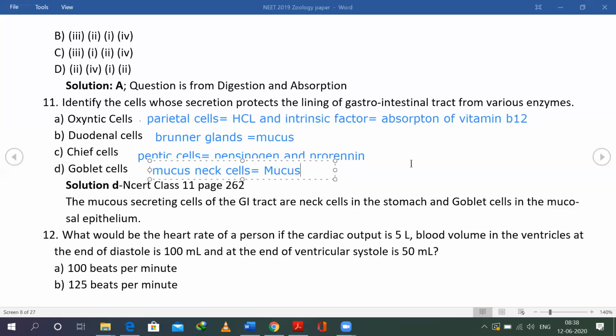So based on this, our correct choice will be D, goblet cells, the mucus secreting cells. This has been clearly given in the NCERT book. The mucus secreting cells of the GI tract are the neck cells in the stomach and goblet cells in the mucosal epithelium. That means throughout the length of the alimentary canal, you would see the goblet cells. So that is the answer for question number 11.